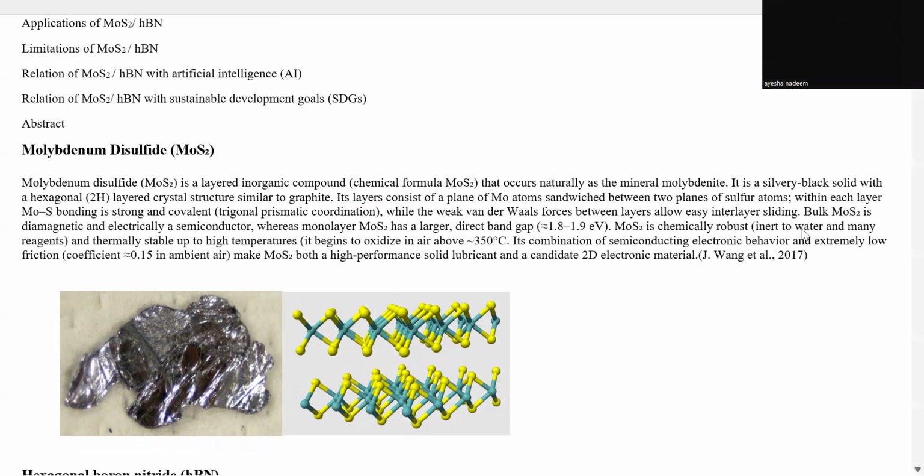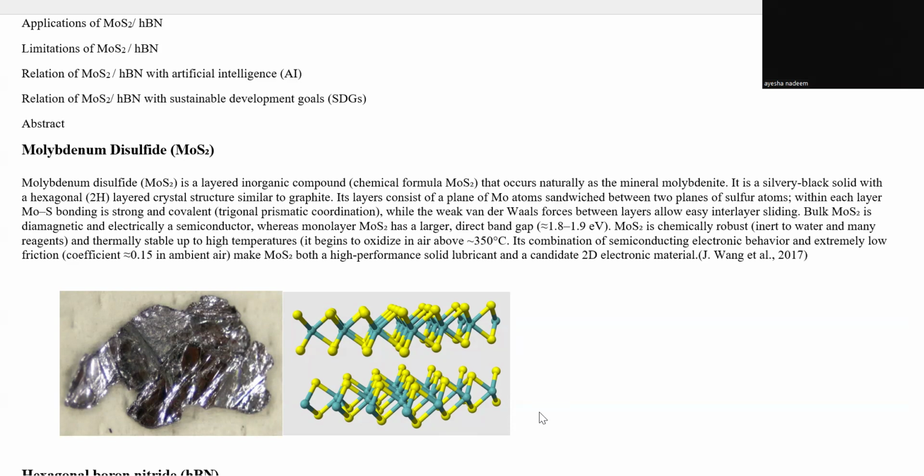In the second picture, the green spheres are the molybdenum atoms that are sandwiched between the two layers of sulfur atoms, having a strong covalent bond, while there are weak van der Waals forces of attraction between the layers, which allow easy interlayer sliding.